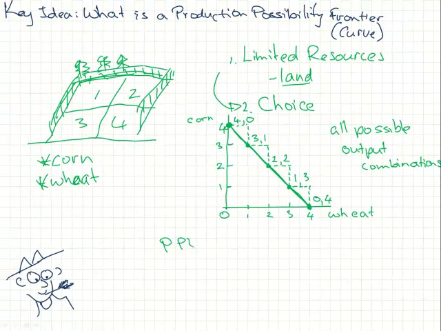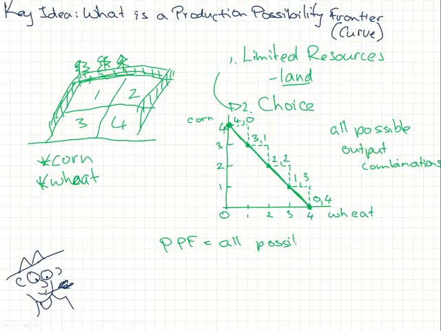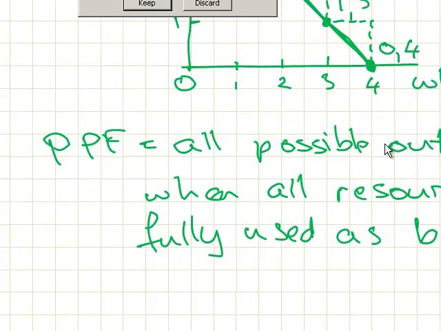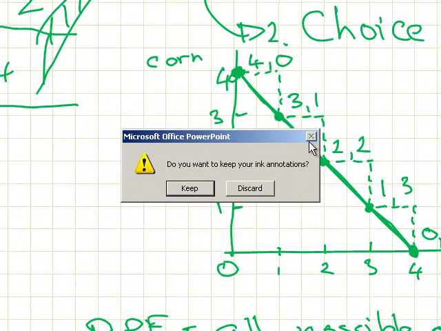A PPF shows us all possible output combinations, and excuse me if I just do a little bit of shorthand here, when all resources are fully used as best, just ignore that. Well done. Okay, we're going to stop there. Best technically possible. Okay? Cool.